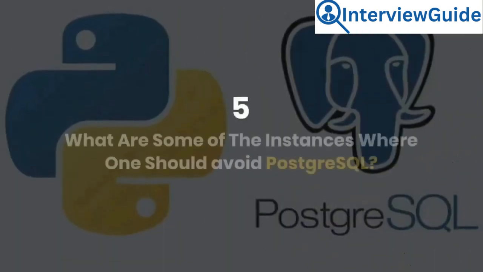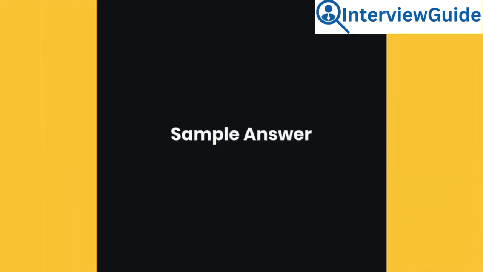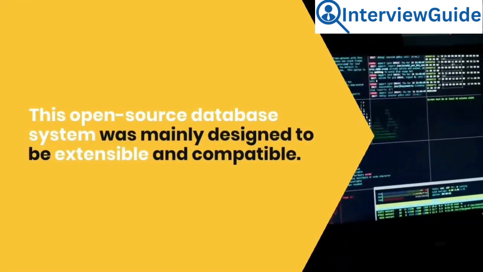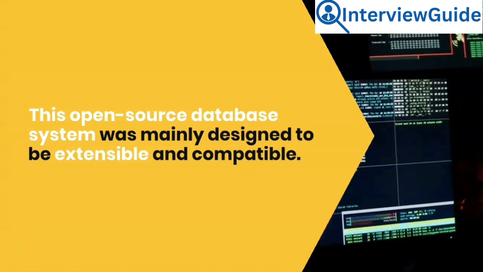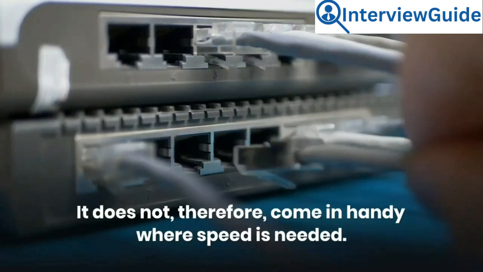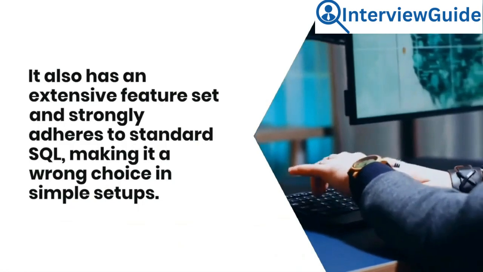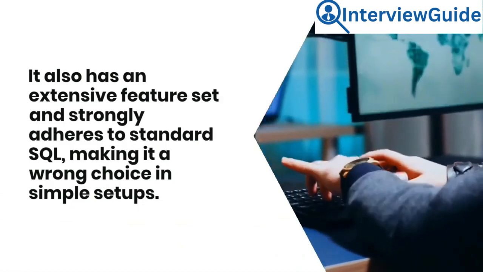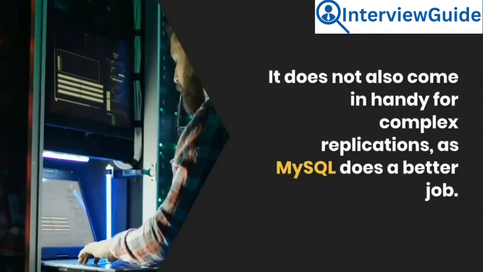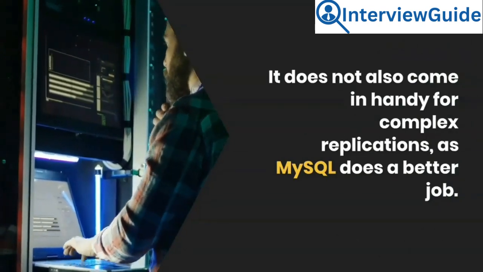5. What are some of the instances where one should avoid PostgreSQL? Sample answer. This open-source database system was mainly designed to be extensible and compatible. It does not, therefore, come in handy where speed is needed. It also has an extensive feature set and strongly adheres to standard SQL, making it a wrong choice in simple setups. It does not also come in handy for complex replications, as MySQL does a better job.